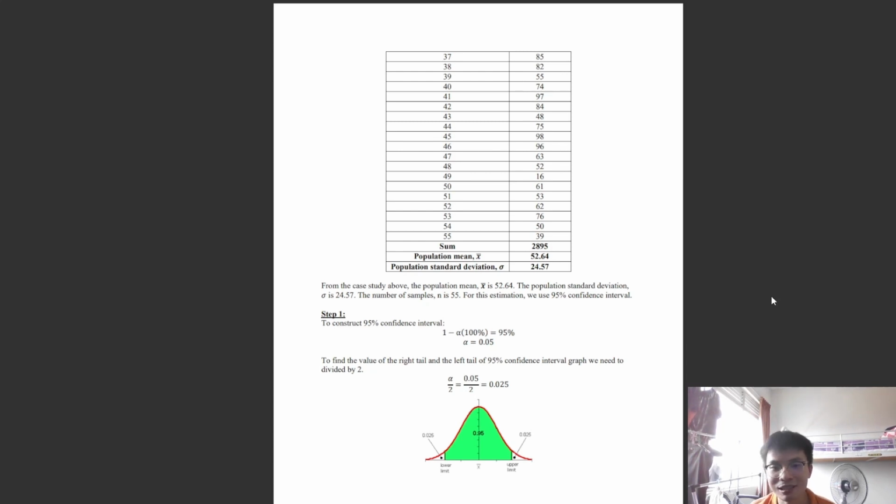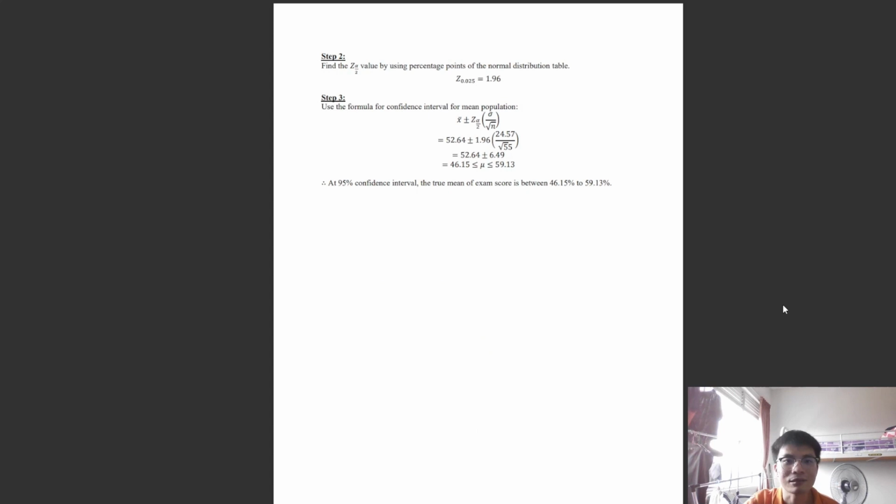For this estimation, we use a 95% confidence interval. To construct the 95% confidence interval, alpha is equal to 0.05. To find the value of the right tail and the left tail of the 95% confidence interval, we need to divide it by 2. So alpha, 0.05 divided by 2, equals 0.025. Next we find the Z alpha over 2 value by using the percentage points of the normal distribution table. So Z 0.025 equals 1.96.